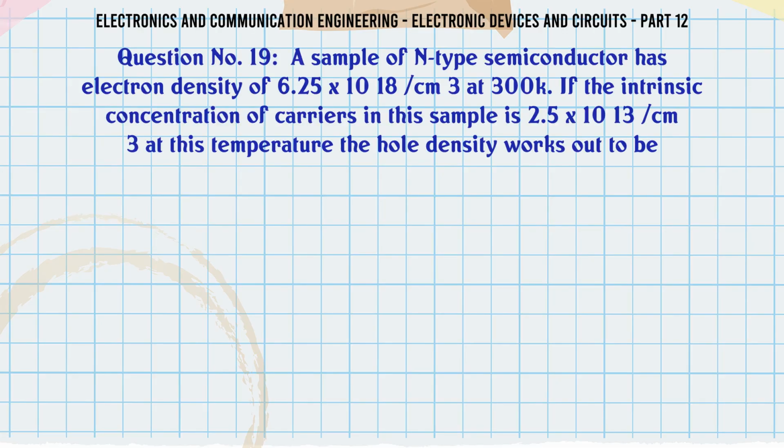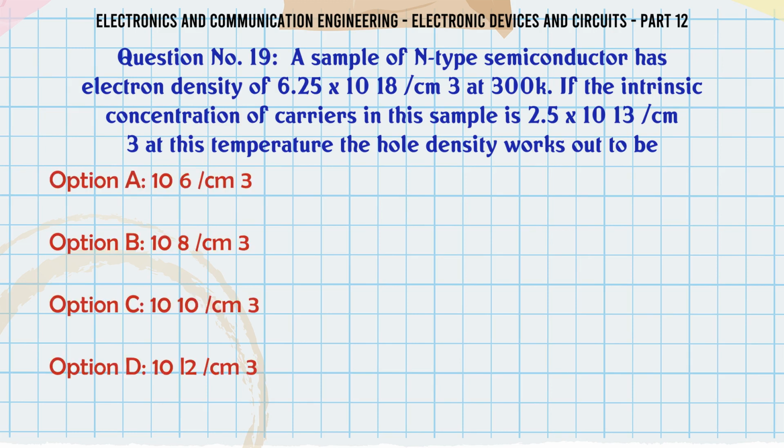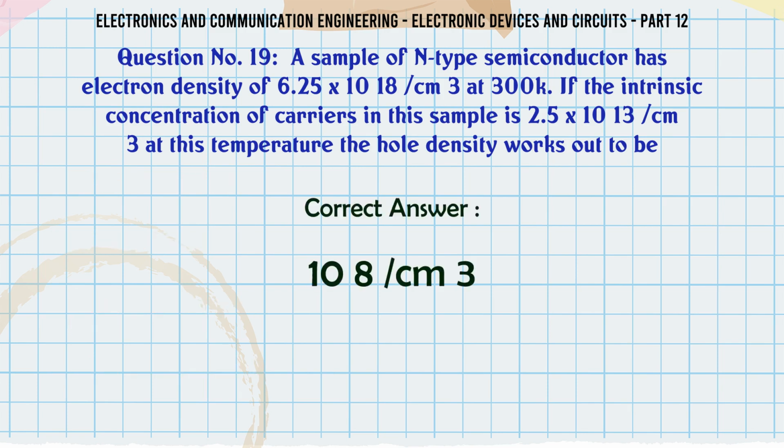A sample of N-type semiconductor has electron density of 6.25 x 10^18 cm^-3 at 300 K. If the intrinsic concentration of carriers in this sample is 2.5 x 10^13 cm^-3 at this temperature, the hole density works out to be A. 10^6 cm^-3, B. 10^8 cm^-3, C. 10^10 cm^-3, D. 10^12 cm^-3. The correct answer is 10^8 cm^-3.